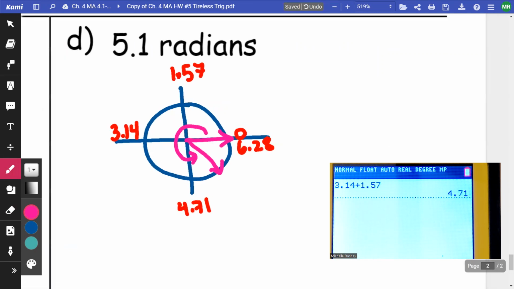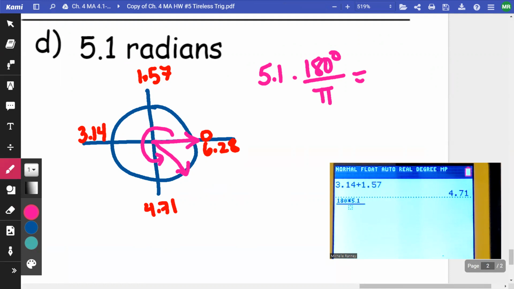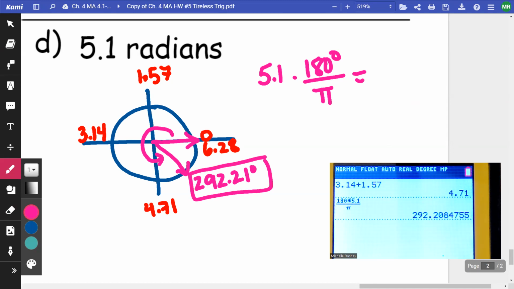Okay, but what I want to figure out is what that is in degrees. So what we're going to do is take 5.1 radians times 180 degrees over pi. And I'm going to put that into my calculator. So 180 times 5.1 over pi. And I get 292.21 degrees. That is my answer. And that's the end of this video.